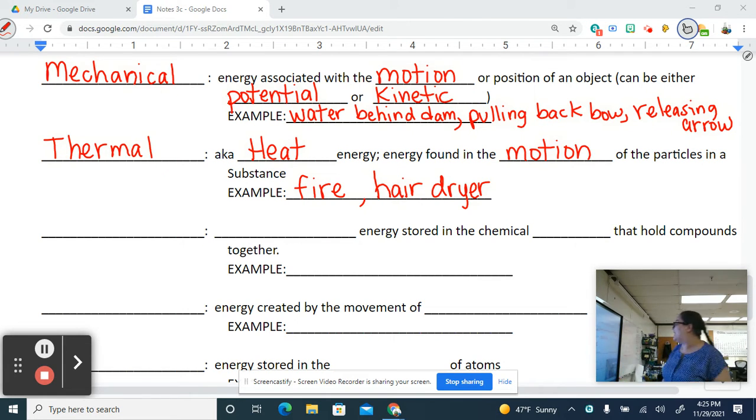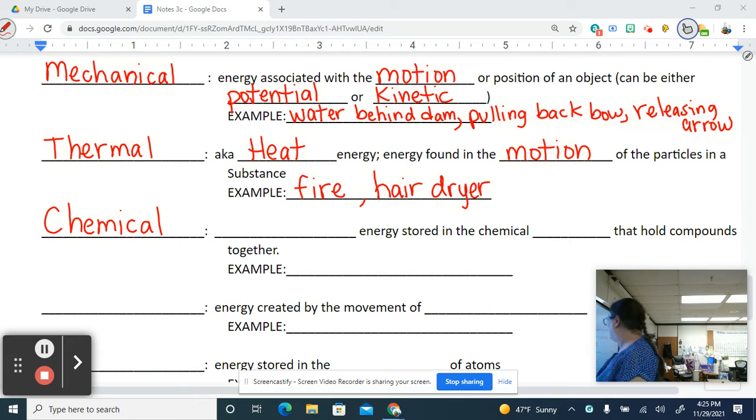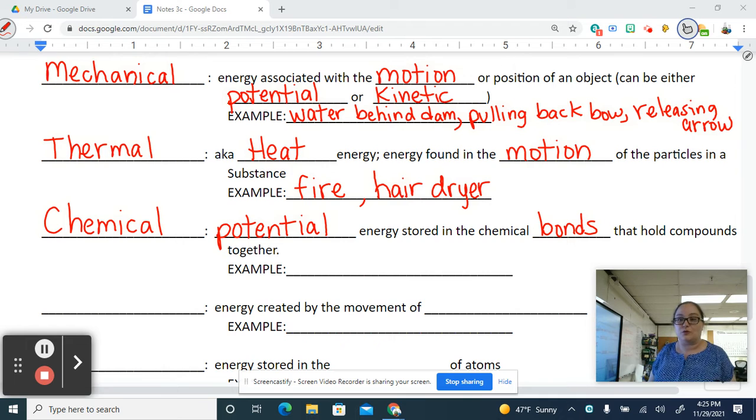All right. Next up, we've got chemical energy. Now, chemical energy is only going to be potential because it is the energy that is stored in the chemical bonds that hold compounds together. And when those bonds are broken, energy can be released. And that can be in the form of burning it or in a chemical reaction that either absorbs or releases energy, like endo and exothermic reactions.